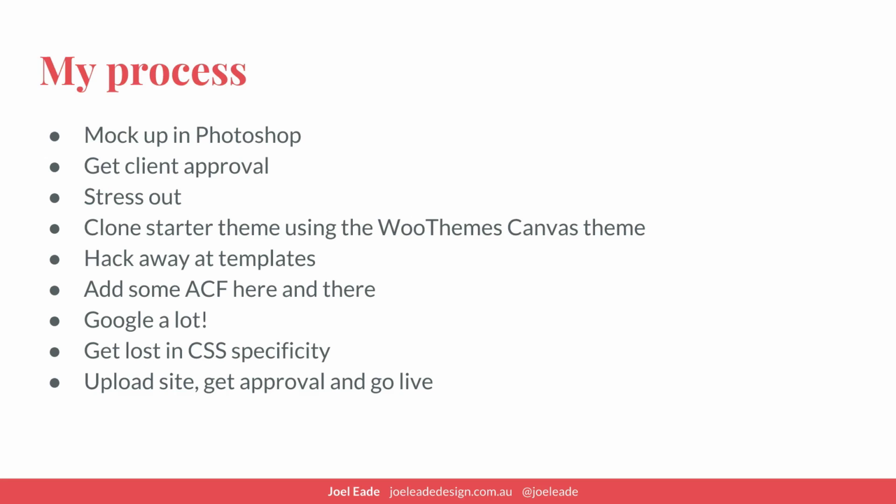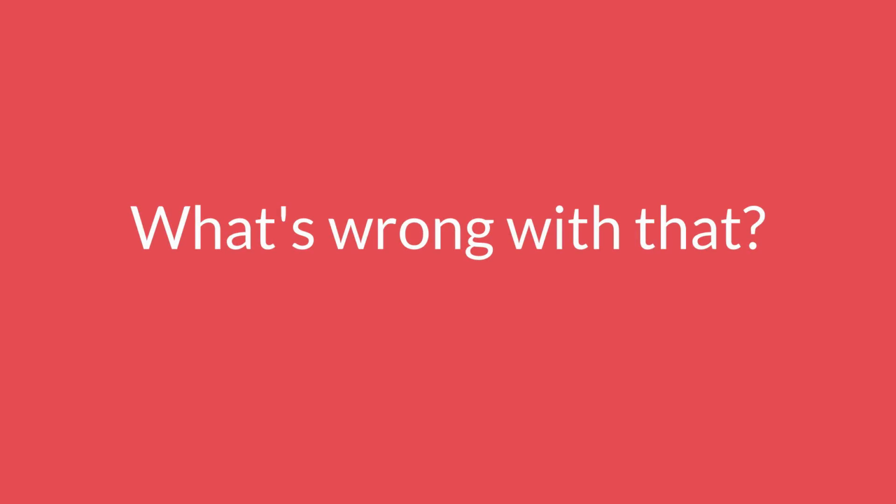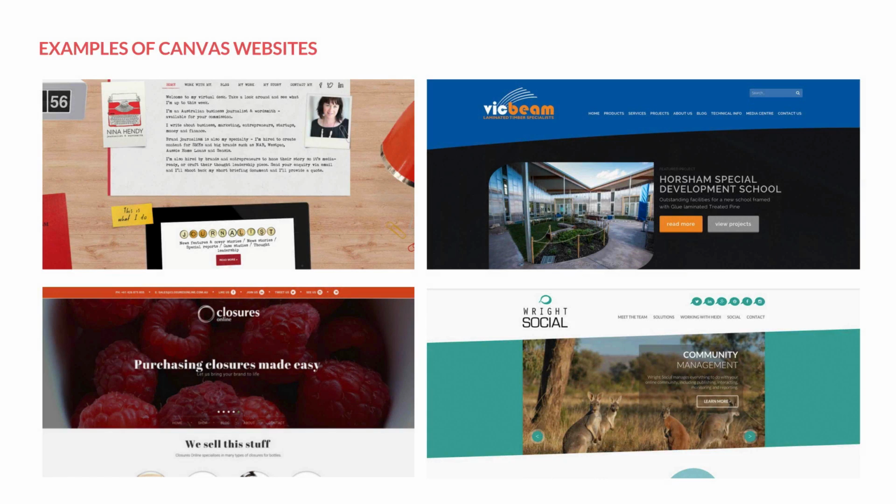Then I attack the CSS, and that's the main reason why I'm switching, because I get lost in CSS specificity, having to override the parent theme's structure, kind of like trying to work with Gravity Forms, where you've got to really bend it to your will. So then upload the site, get approval, and it works. It's fine. It's quick. There's just a bit too much bloat in there that we don't really need, so hence my change. So what's wrong with that?